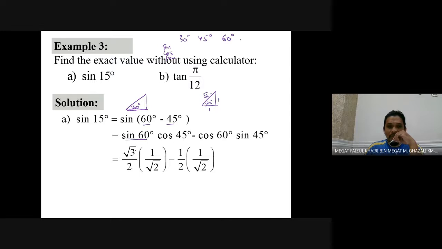Sine 60 equals square root of 3 divided by 2, cos 45 is 1 over square root of 2, and sine 45 is 1 over square root of 2 here. Okay, so then simplify this. Okay, so next one.